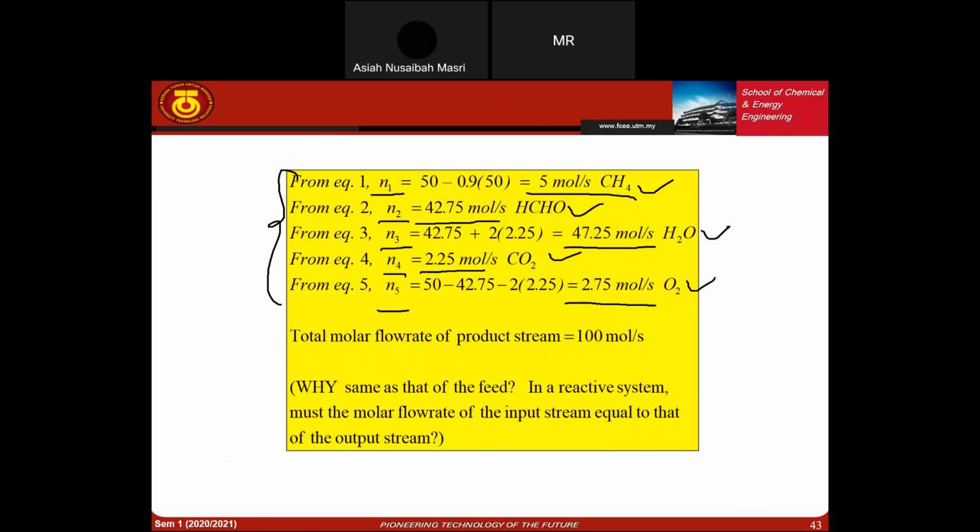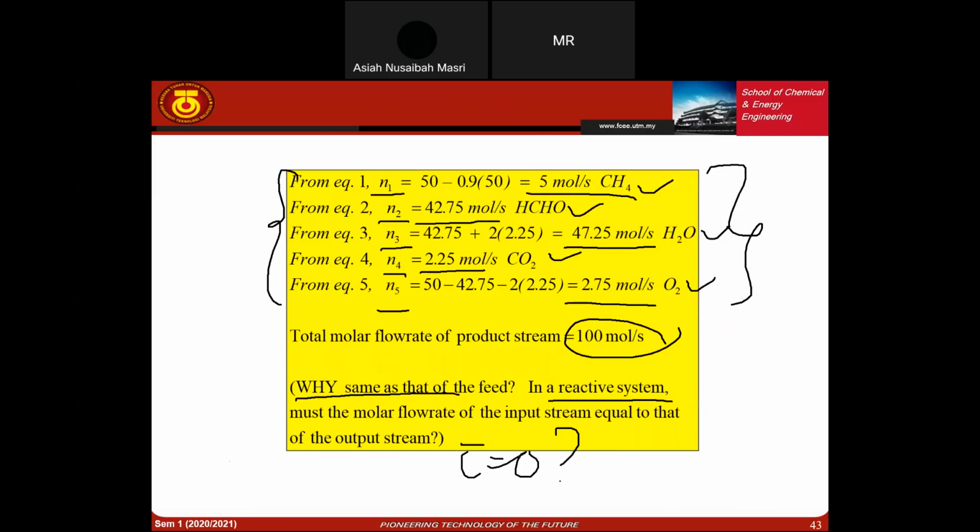So we add up all, and we got the total molar flow rate, which is equal to 100 mole per second. Interestingly, our feed is also 100 mole per second. So why is it the same? In a reactive system, is it supposed to be the same? Does input equal output? Think and tell me the answer in the next class.